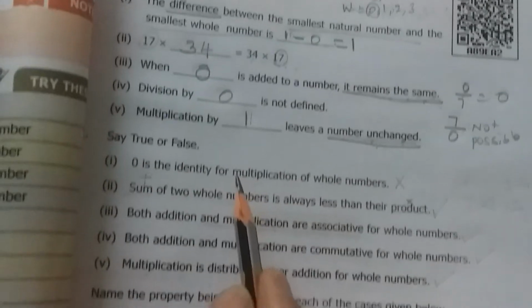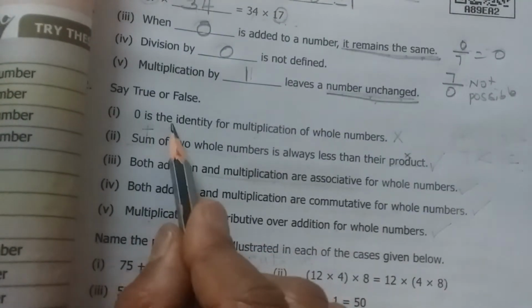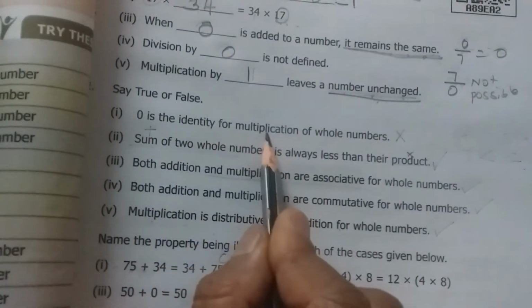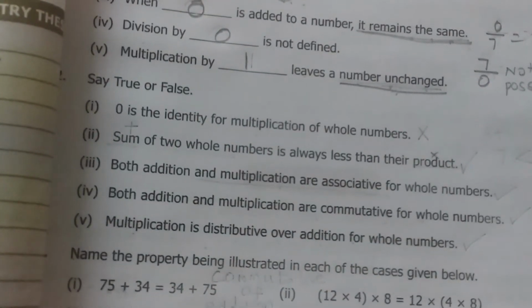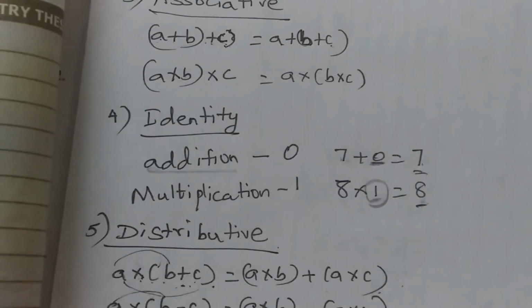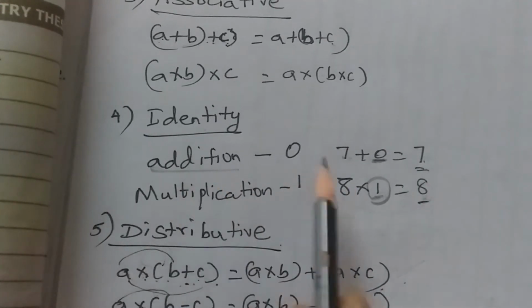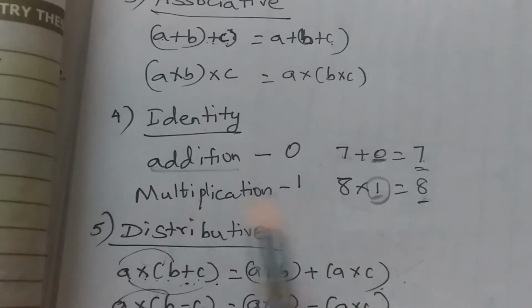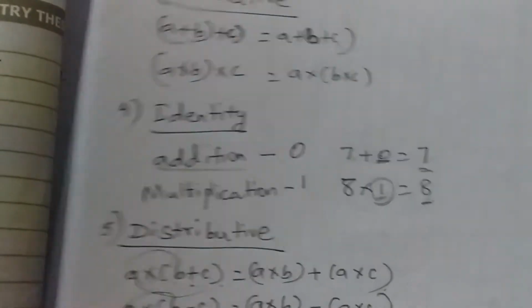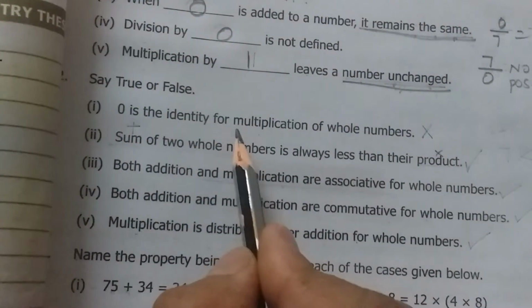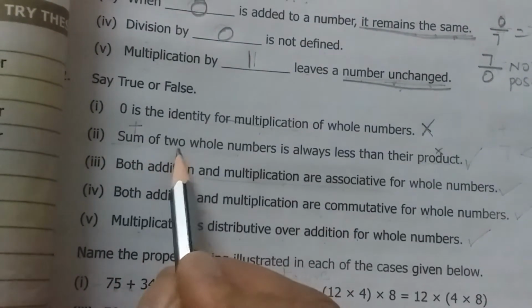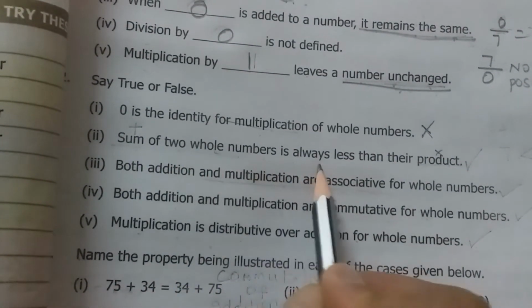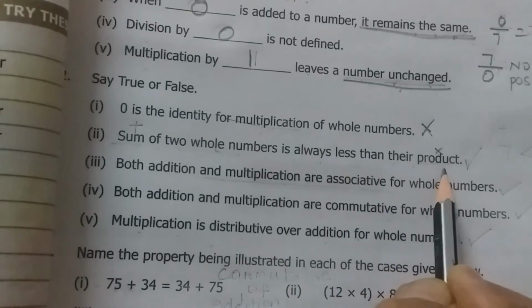Okay. Next we'll go to true or false. Second one. 0 is the identity for multiplication of whole numbers. 0 is the identity element we know, but for what? 0 is the identity element of addition, and the identity of multiplication is 1. But it is given 0 is the identity for multiplication. So this is false.